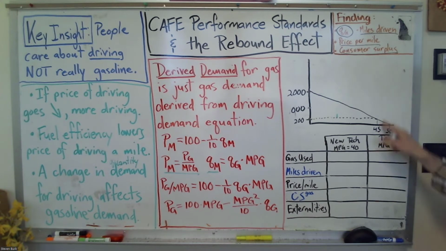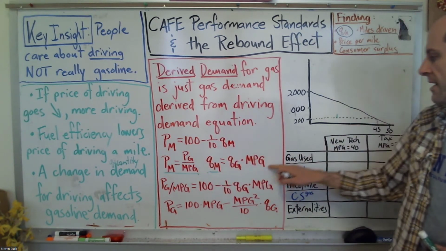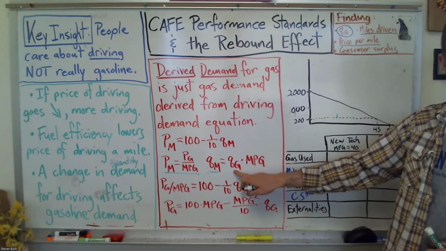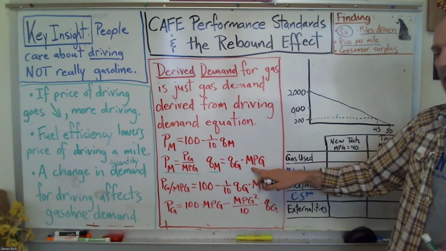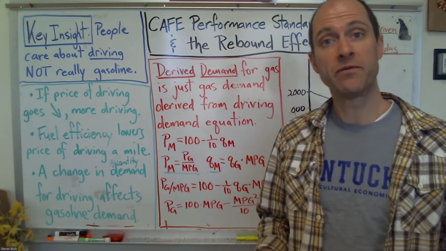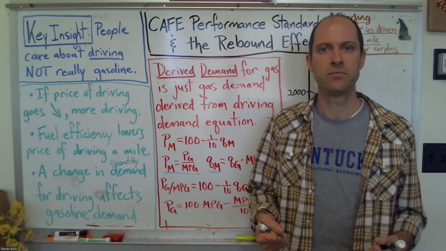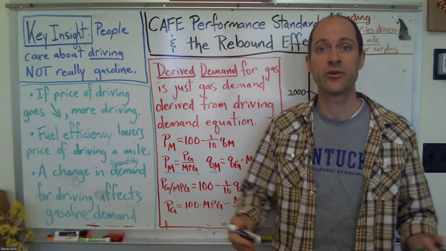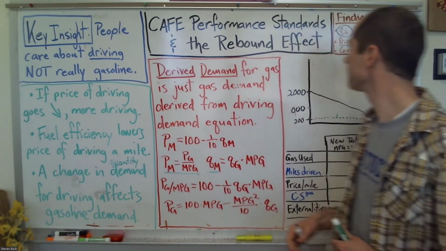So we have our quantity of gasoline. Figuring out miles driven, it's pretty straightforward because of this identity. We can take the quantity of gasoline consumed, which is 45, and multiply that by the miles per gallon. This should make sense. If I'm consuming 45 gallons and my car gets 20 miles per gallon, I just multiply those two together and I get 900 miles. So I'm going to drive 900 miles.